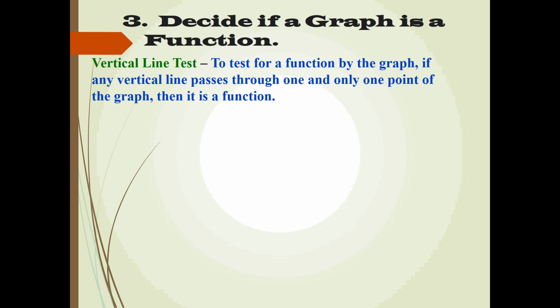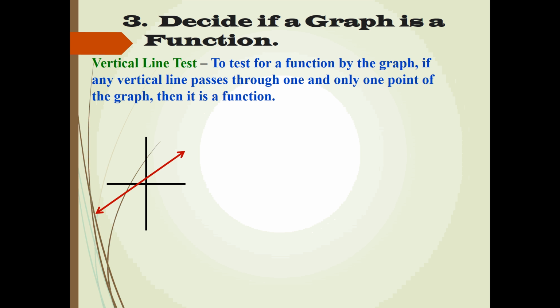Okay, when we're looking at graphs of functions, we can use what's called the vertical line test to determine if our graph is a function. To test for a function by the graph, if any vertical line passes through one and only one point of the graph, then it is a function. If you have a vertical line hit your graph more than once, that is going to be an example of an x value producing multiple different outputs, therefore not creating a function.